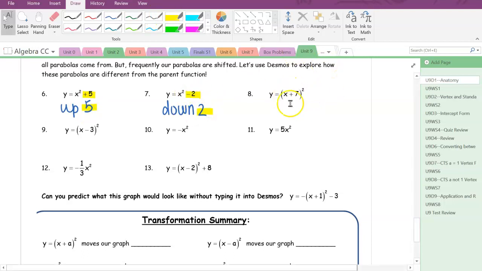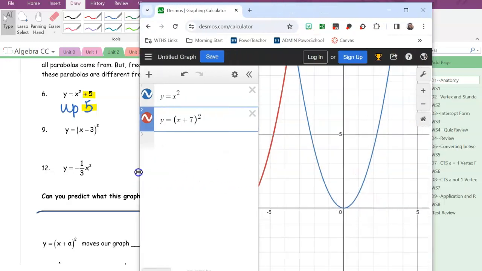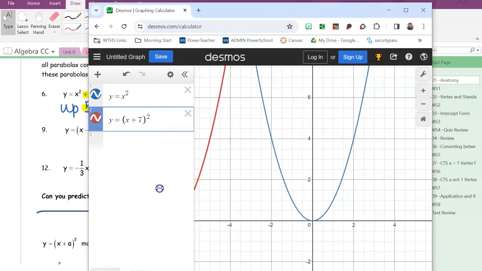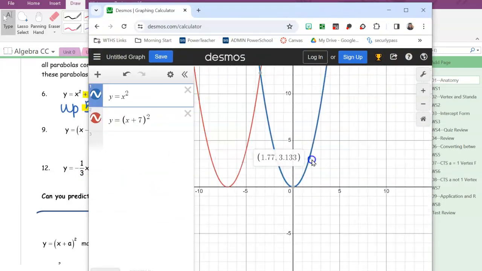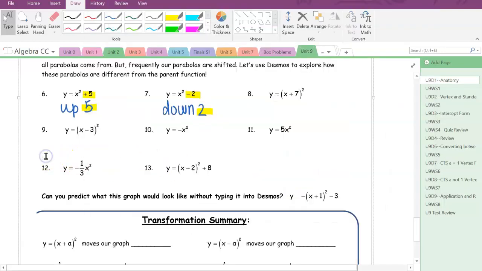All right, so think about what's going to happen with this one, (x plus 7) squared. (x plus 7) squared. Oops, helps if I type correctly. This one I'm going to zoom out a little bit. It may not be what you expected. In this situation, we have actually moved, here's 7, we have moved to the left 7. This moved us to the left 7.